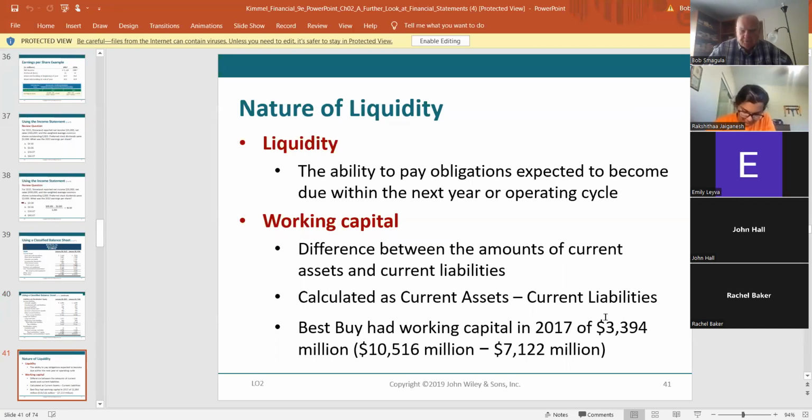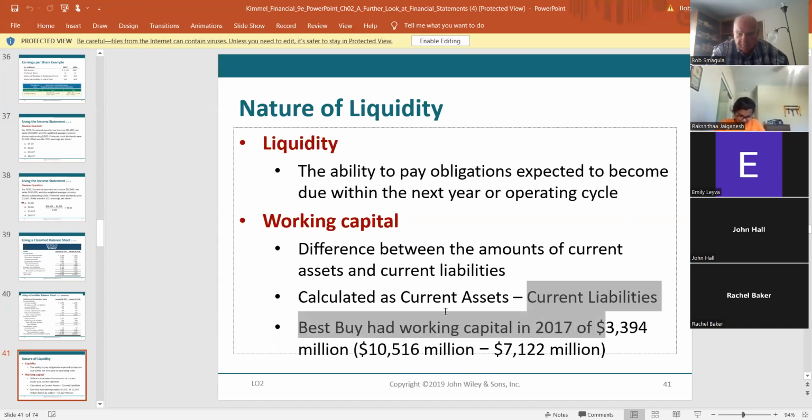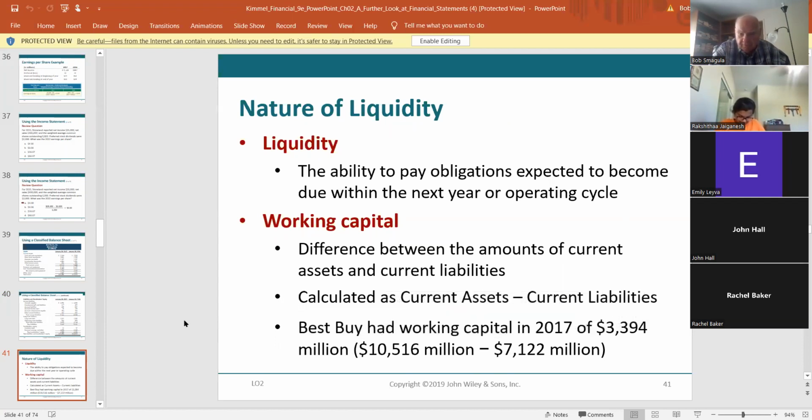Current assets minus current liabilities gives us something we call working capital. So Best Buy had working capital of 3 billion, that's a B, 3 billion, 394 million in working capital. And then they're showing you the current assets and current liabilities. Best Buy.